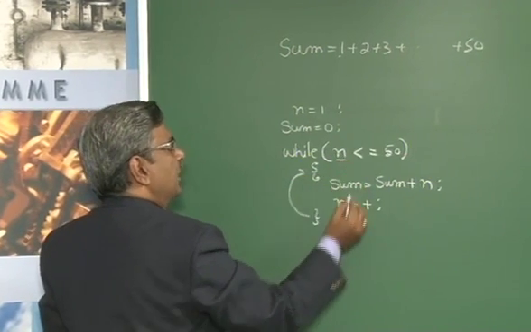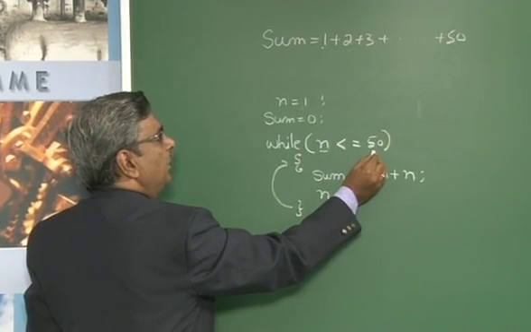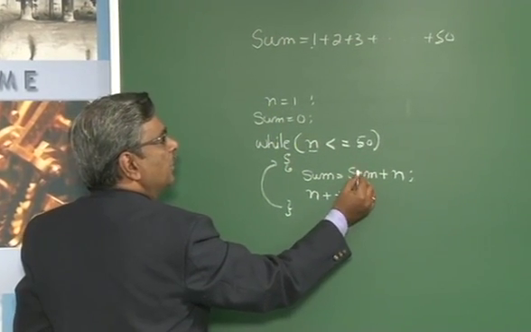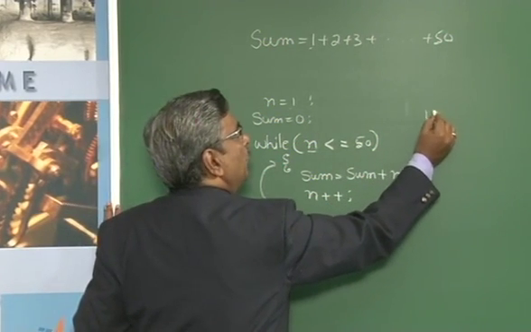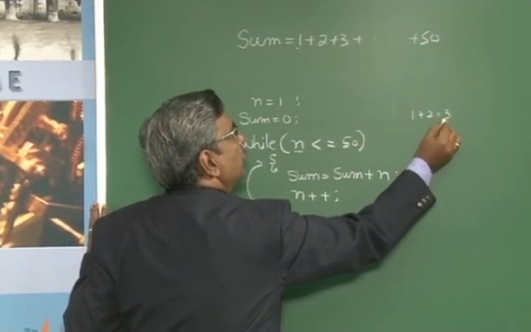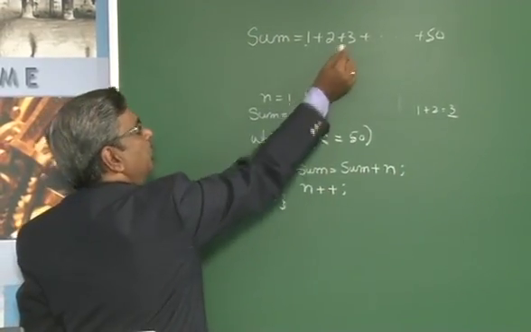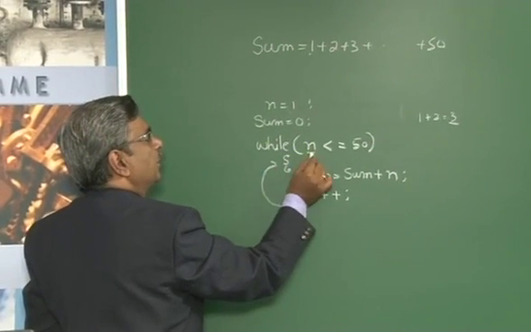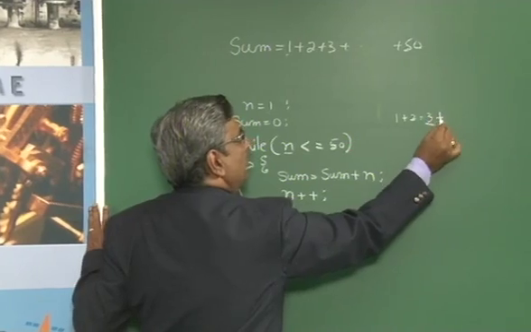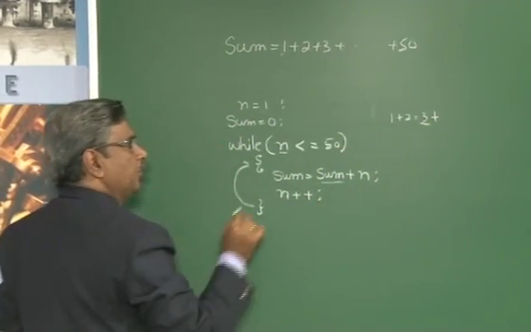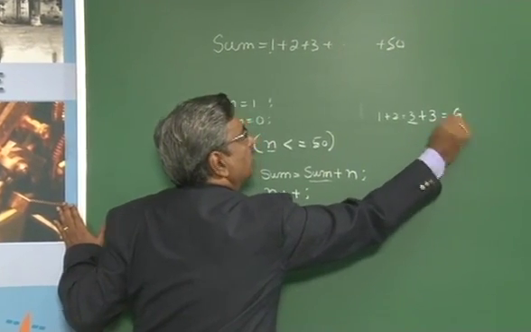Now it checks once again. n plus plus means the value of n now becomes 2. Is 2 less than 50? If it is true, the old value of sum is 1, and 1 plus 2 is 3, so the new value of sum becomes 3. n plus plus, it becomes 3, control goes back. 3 is less than or equal to 50, if it is true, the sum from the previous step is added with the new value 3, and 3 plus 3 gives 6.